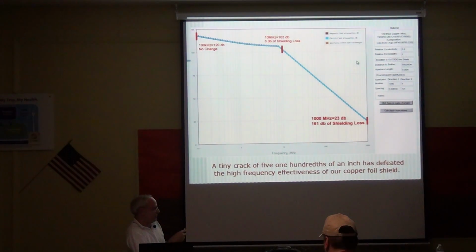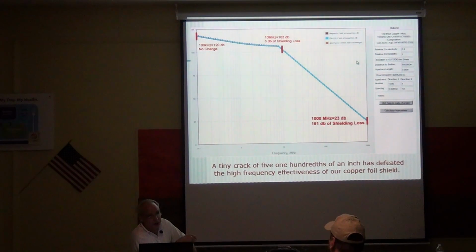What we came back with was kind of shocking to me because I didn't realize that this would happen. Down here at low frequencies, even that small gap doesn't mean a thing. It's up here right about 120 dB. At about 10 megahertz, we saw a drop of about 6 dB. However, when you start running that frequency up to 100 megahertz, 1,000 megahertz, that little tiny bit of crack causes a loss of 161 dB of shielding effectiveness.